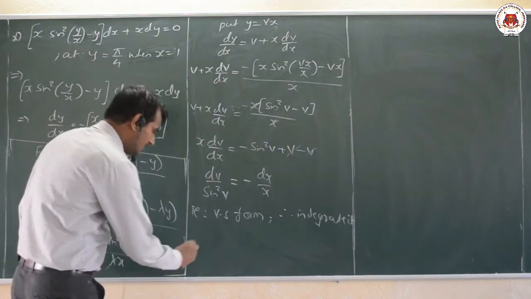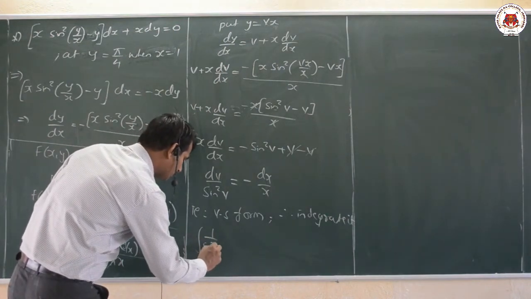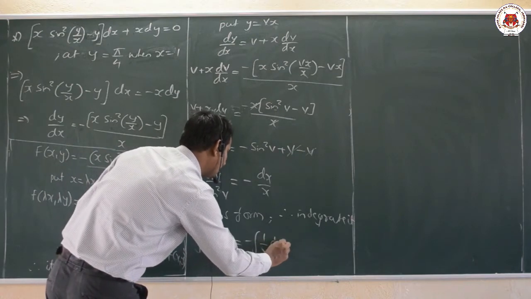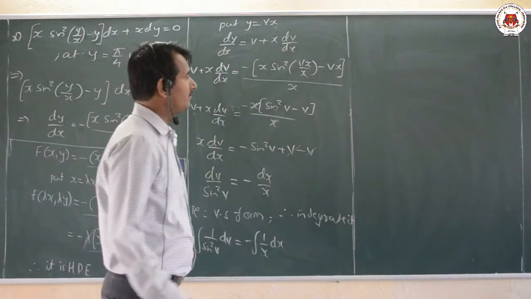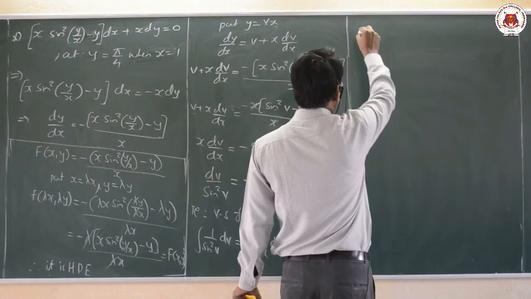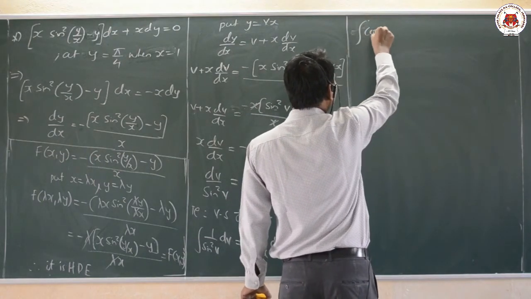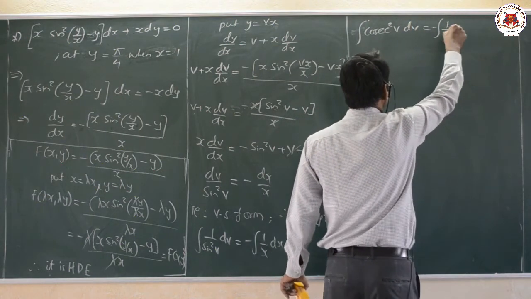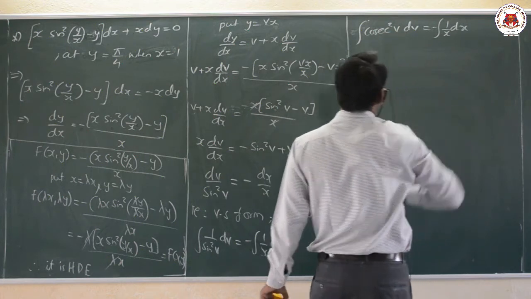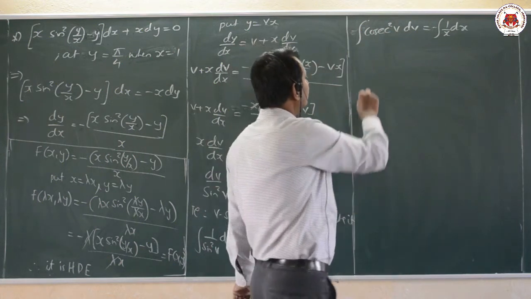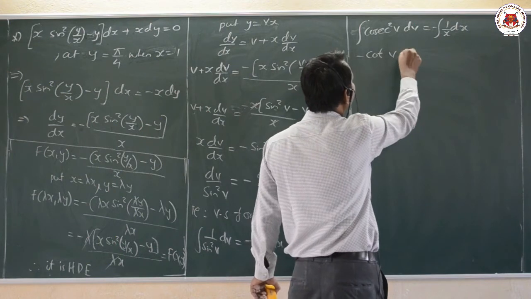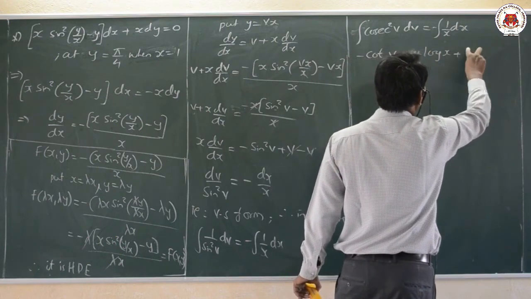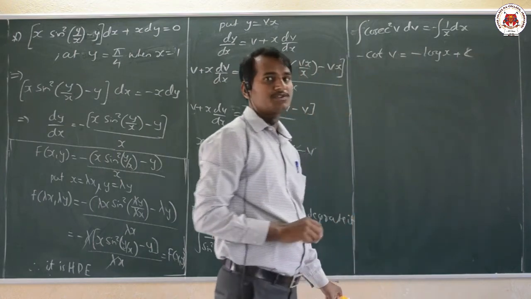So what we get? Integration of 1 divided by sine square v dv equal to minus 1 by x dx. Now 1 by sine square is nothing but cosecant square, so that is integration of cosecant square v dv equal to minus 1 by x dx. Integration of cosecant square v is minus cot v, equal to minus log x plus an integral constant c.